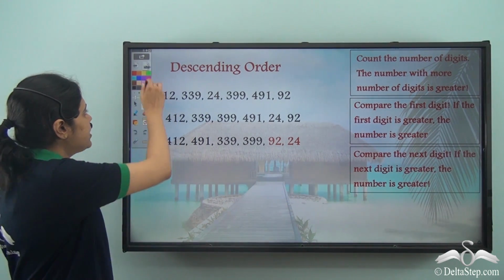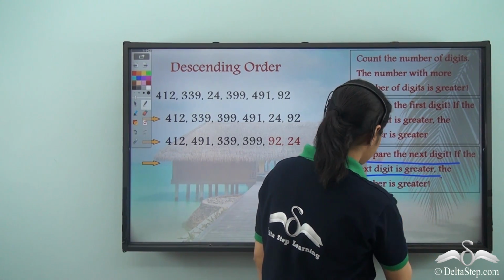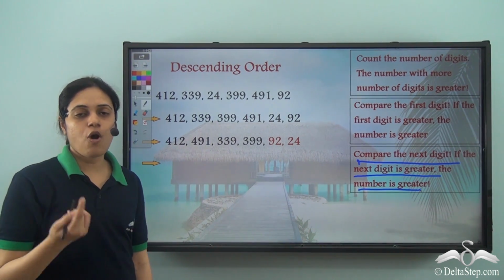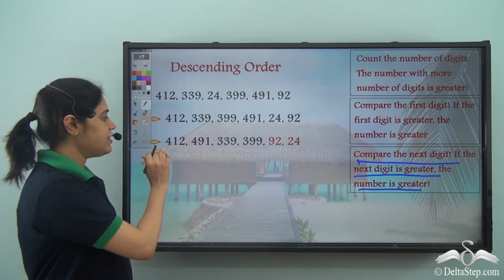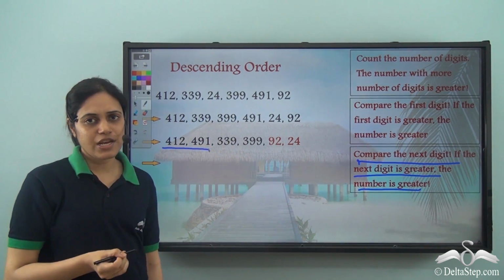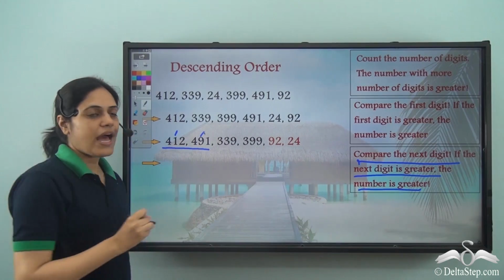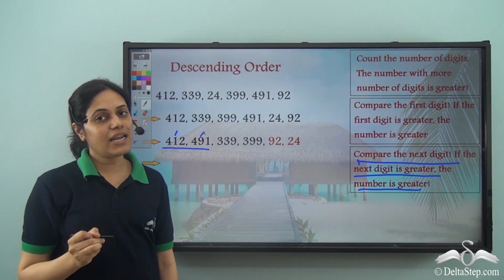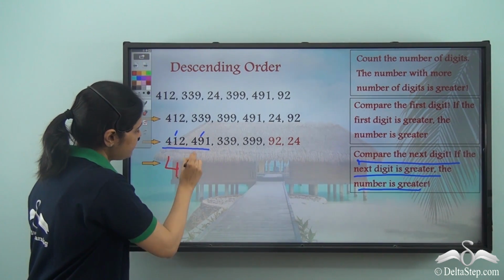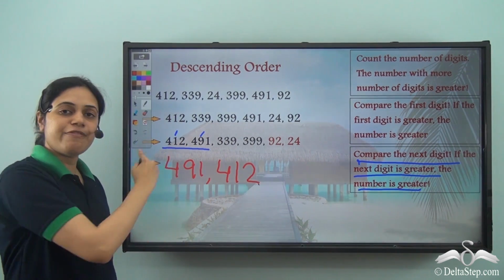So I use the next trick, which is compare the next digit. If the next digit is greater, the number is greater. When do we need to apply it? When the first digits are equal. So if I consider these two, the first digits are equal, that is 4. So I compare the next digits, which are 1 and 9. Now between 1 and 9, 9 is bigger. So 491 will be bigger than 412. So it will come before 412.